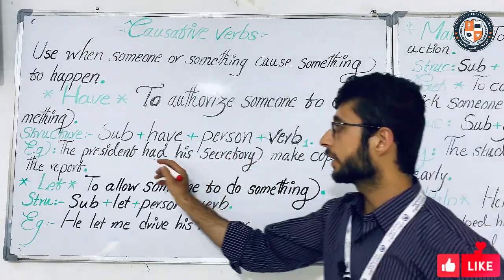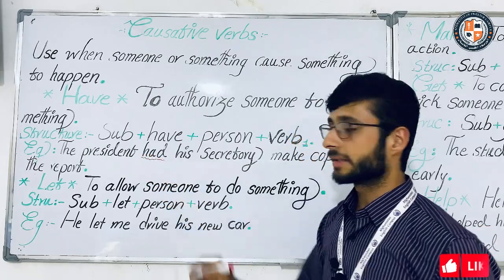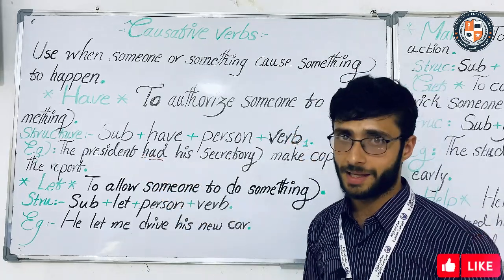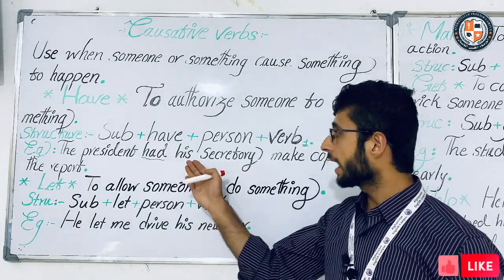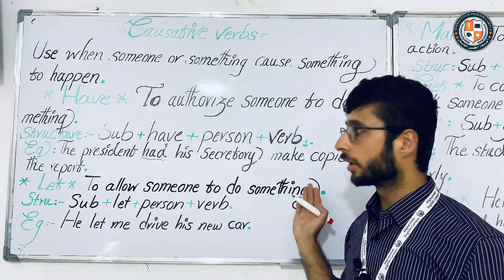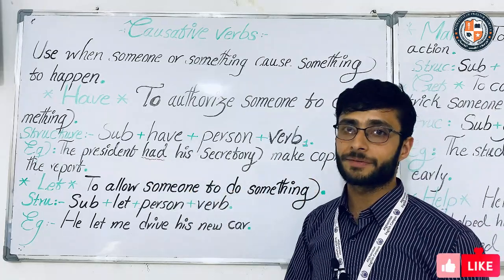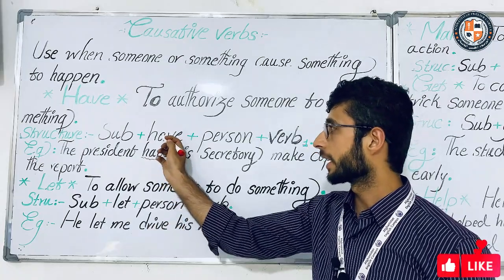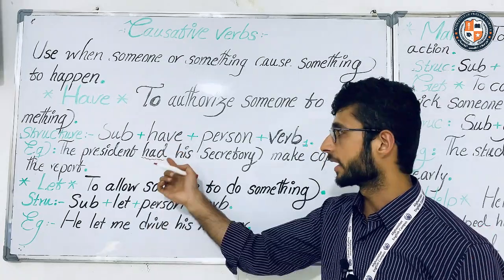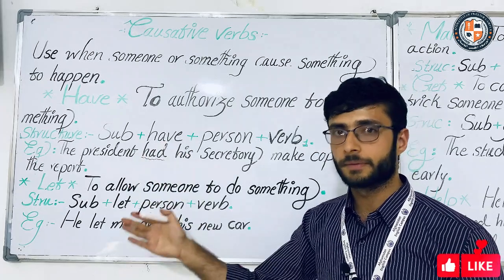Now, what is the verb in here? Had. It is the causative verb, the second form of have. Or another example, I will have my students write their homework. See, in here we have will have. It means we can use have in any form of the verb here. This is called a causative verb.